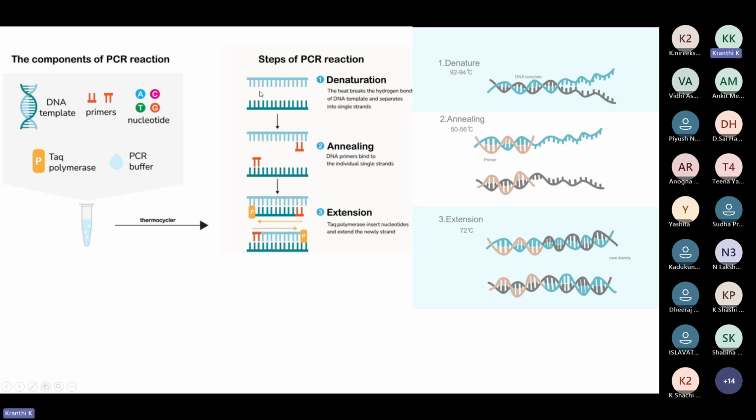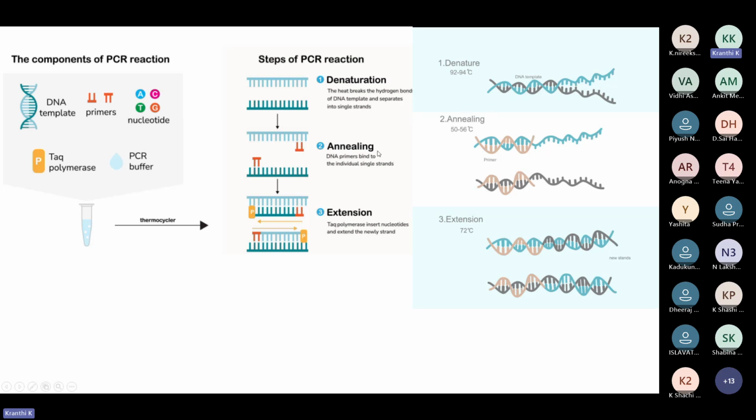Initially we have only one strand. Then this one strand we denatured, then annealed. Then after annealing, it got extended. Now see here, what does denaturation do? Denaturation happens when this solution is exposed to 92 to 94 degrees. Then the double-stranded DNA will get denatured into two strands.